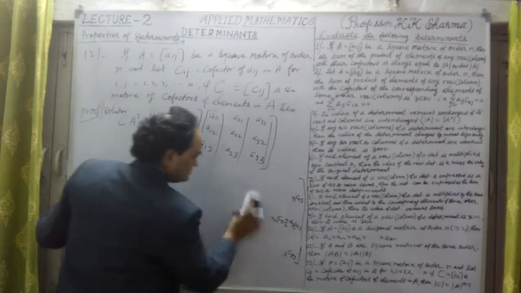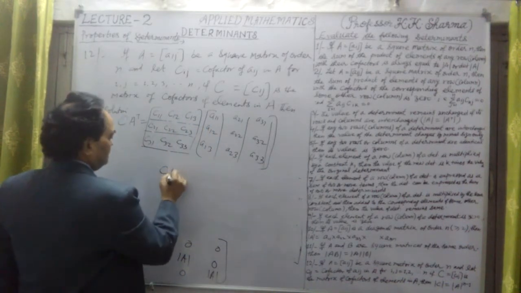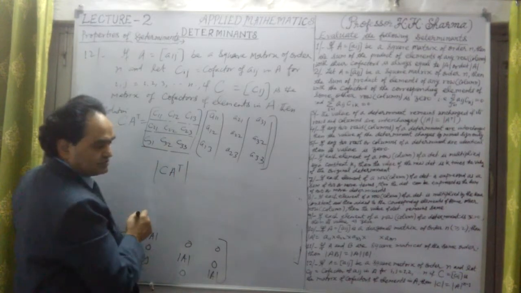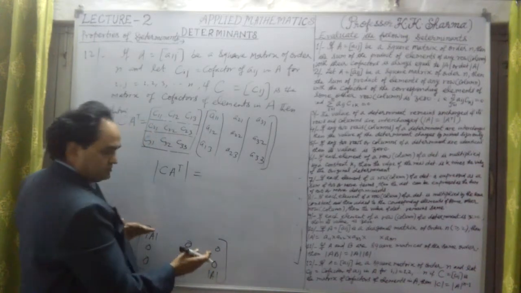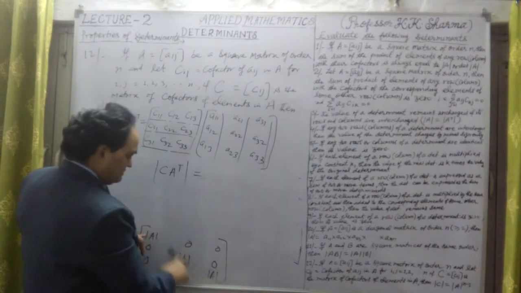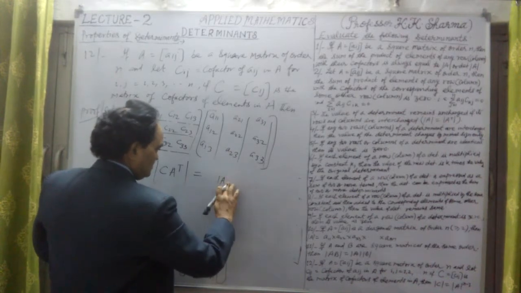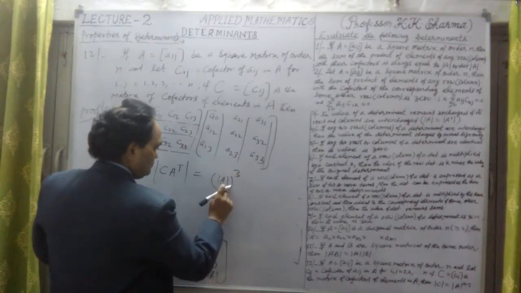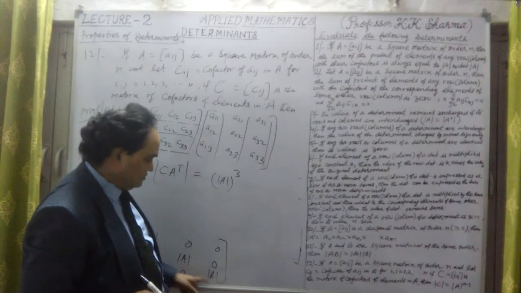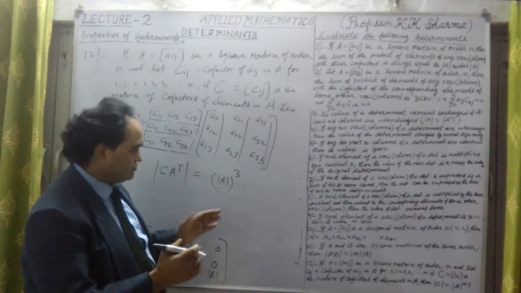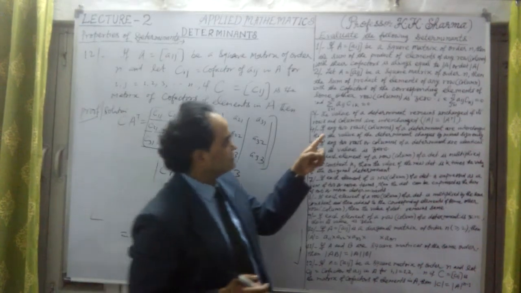Now if we find the determinant of this diagonal matrix, what is the determinant of C A transpose? The determinant of a diagonal matrix is found by multiplying the diagonal elements. This is determinant A whole cube, because this is determinant value A into A into A. All three determinant values are multiplied together, so this is power cube.